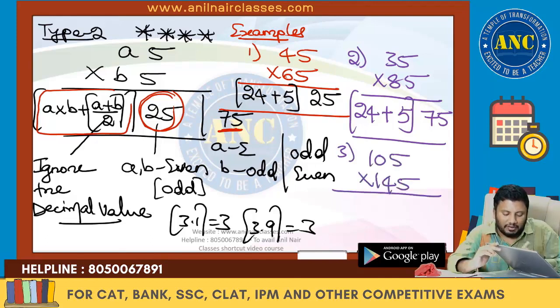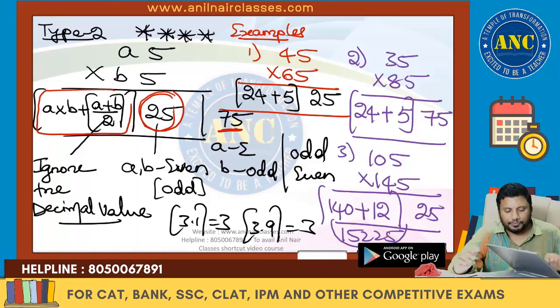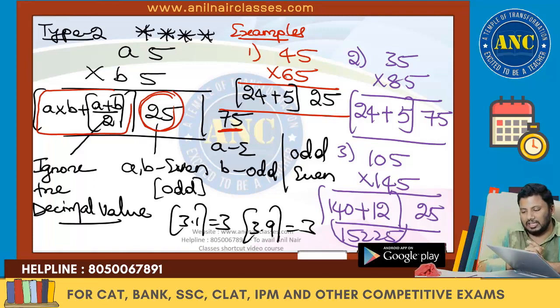105 into 145. Even 5 into even 5, 25. 10 14s are 140, plus 24 by 2, 12. Answer is 15225. I hope the logic is clear.